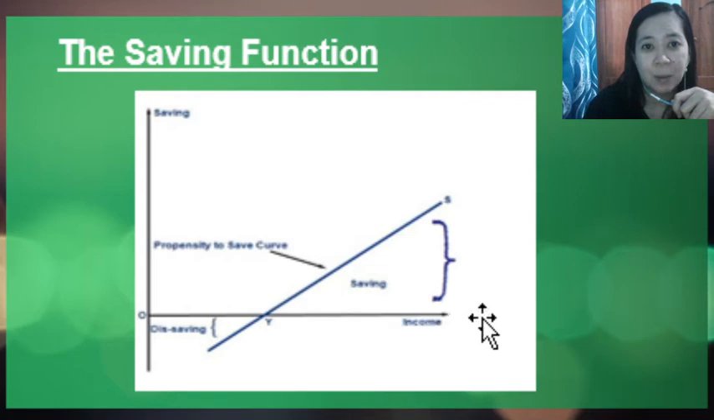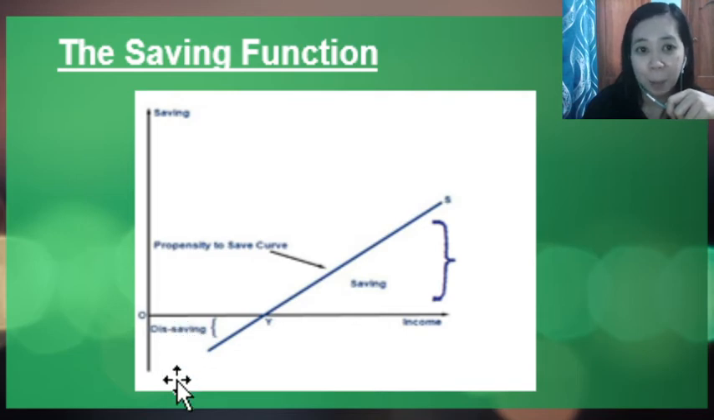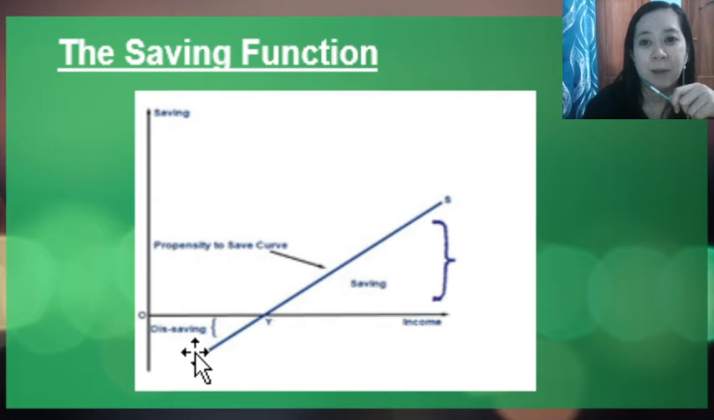Okay, so you can also look into this part right here. As our income increases, our saving also increases. However, if our income is low, then below this level of income is what we mean by dissaving. Meaning to say, our income is not enough to provide for the needs, for the goods and services that need to be purchased. So therefore, at this level, there are no savings. So this is what we call the saving. Okay.